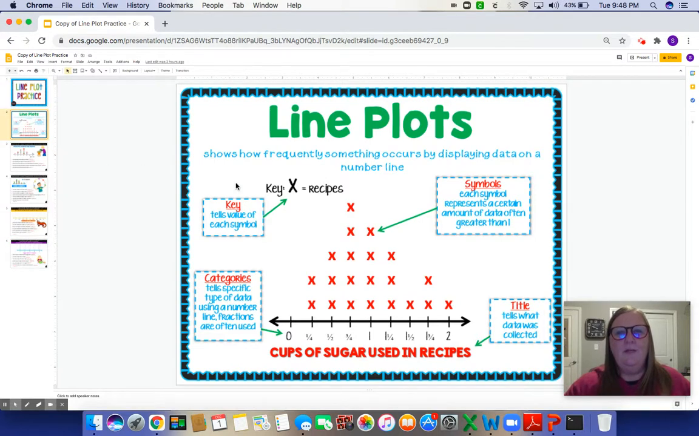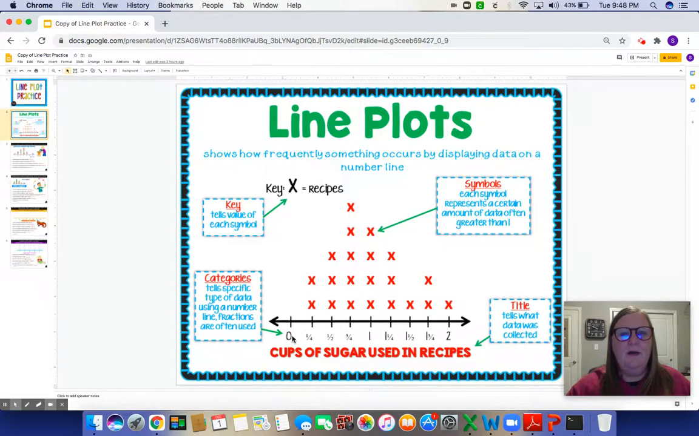A couple of other things that are important on a line plot, there will always be a key, and not a key that you use to open your house, but a key like this that says the key is X and it equals recipes. So 1X equals recipes, okay? And it says for the key, it tells the value of each symbol. So each one of these is a symbol. Each one of those X's obviously represents a recipe.